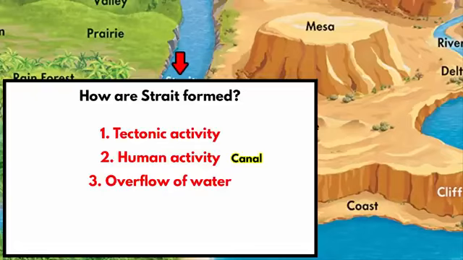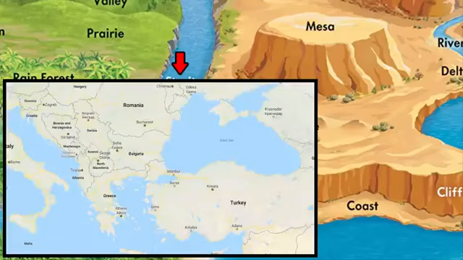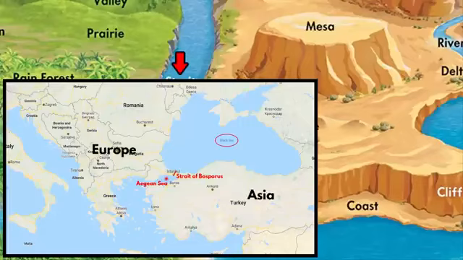And the third way by which a strait can be formed is when a body of water overflows on the land and completely erodes the land and drowns it. If you look at the Strait of Bosporus, it links the Black Sea and the Aegean Sea. The Strait of Bosporus is an extremely important strait, separating the continents of Europe and Asia. So this strait was formed when the land at the southwestern edge of the Black Sea eroded and crumbled, creating a strait.